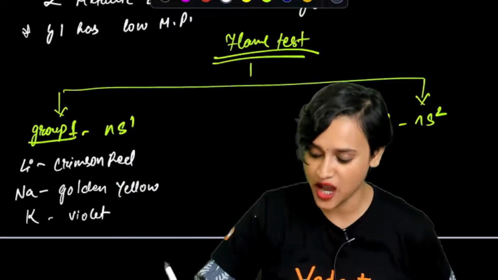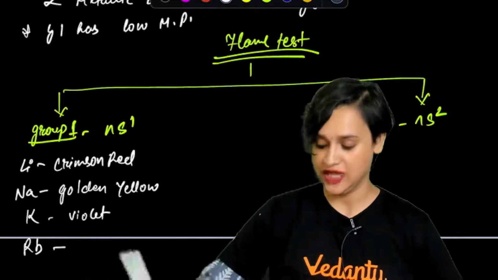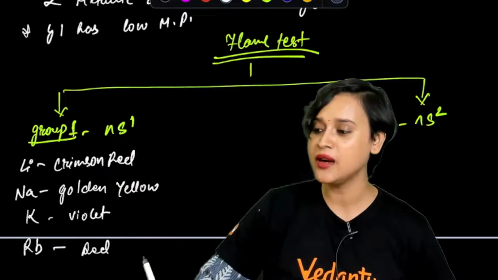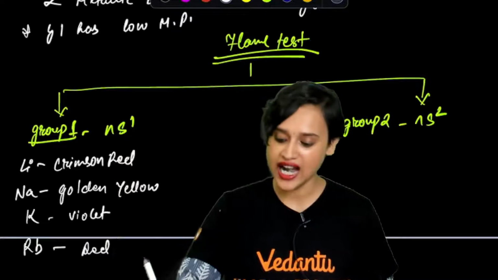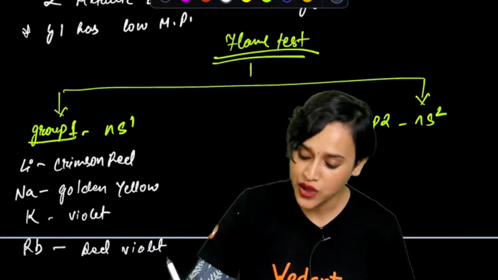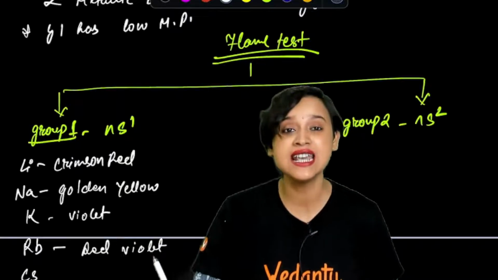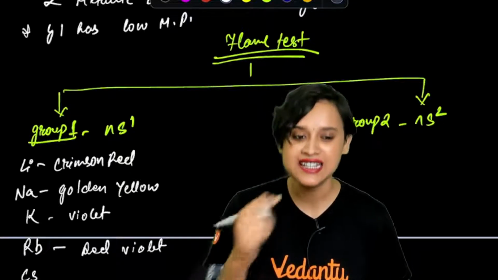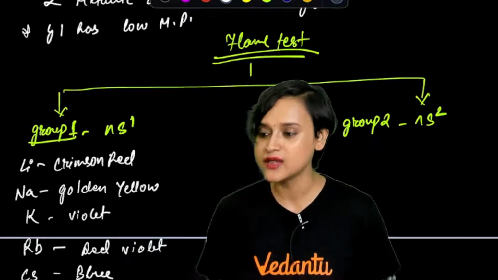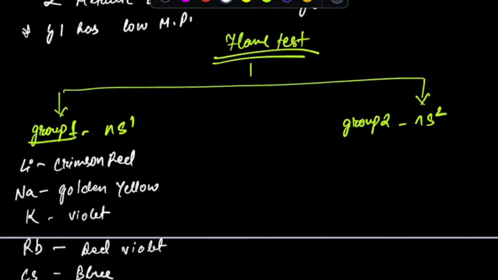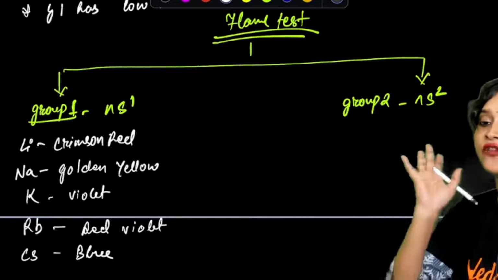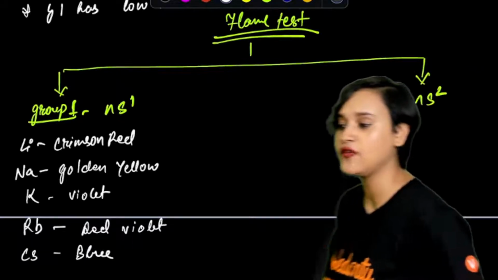Once you are done with this, now you come to rubidium. What is rubidium? Now that you have written violet, you write red violet. Rubidium, R for red, and you write Rb, so red violet. Okay. Then you have cesium, Cs. The moment you say Cs, it is blue in color, so you write blue. That's it, done. Will you all be able to remember this, everybody? This is your flame test. Very easy. This is your flame test, everybody.